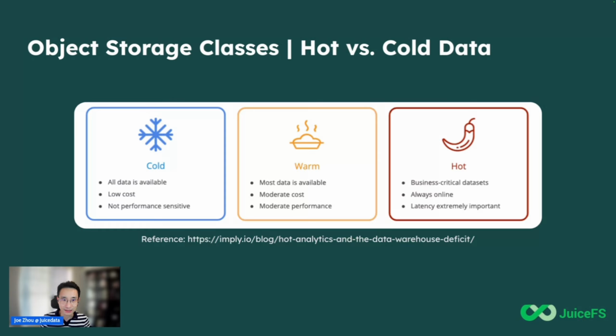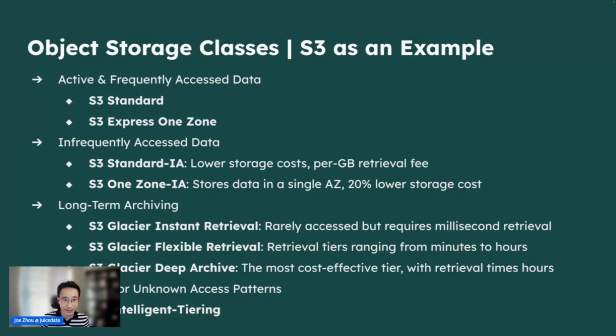So that's hot versus cold data. And then let's take one of the best object storage services out there, S3, as an example. S3 helps you to organize your hot, warm, and cold data using different storage classes. And S3 has a lot of them, right?